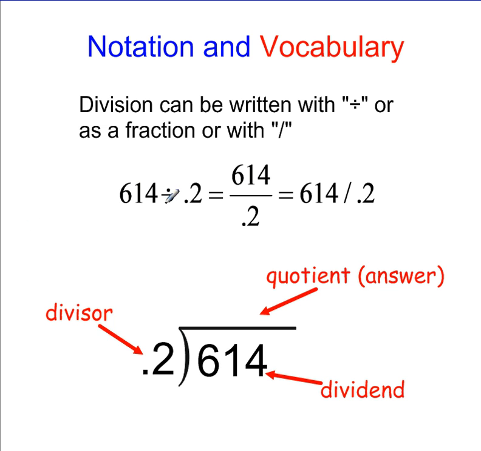Division can be written with the divide by sign, which is the dash with two dots. It can be written as a fraction. This fraction bar means divide by, so this is 614 divided by 0.2. And 614 divided by 0.2 can be written with the slash. This is going to be my first example.